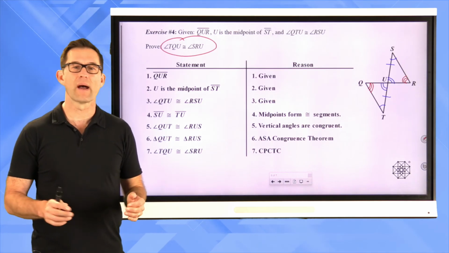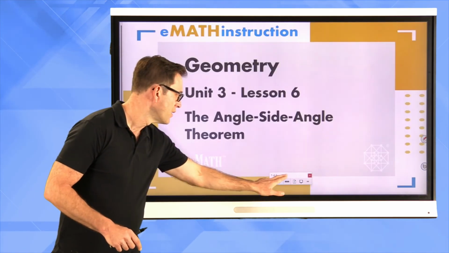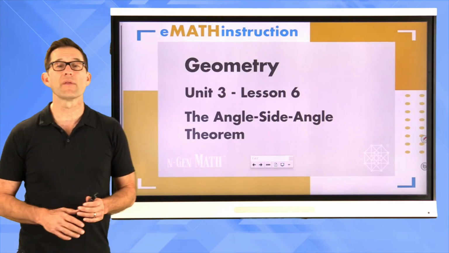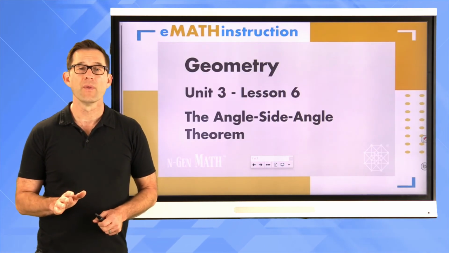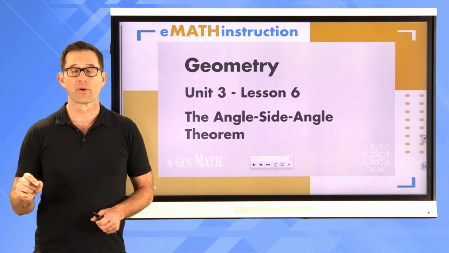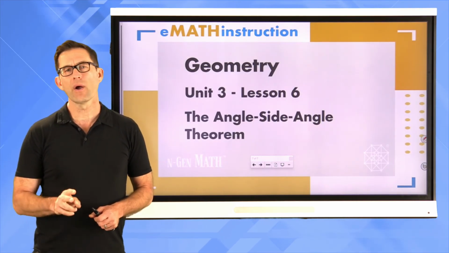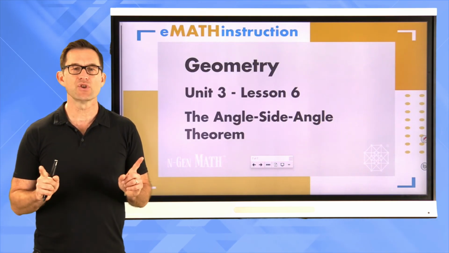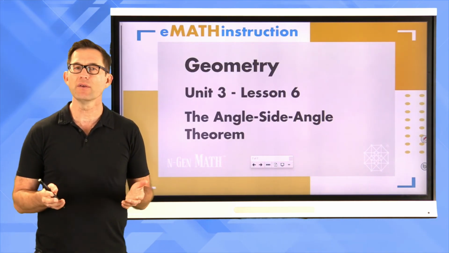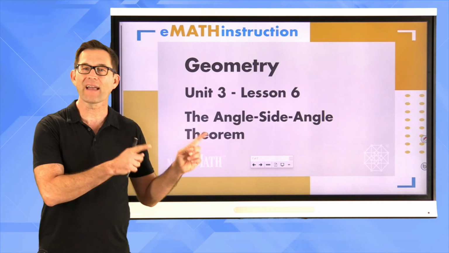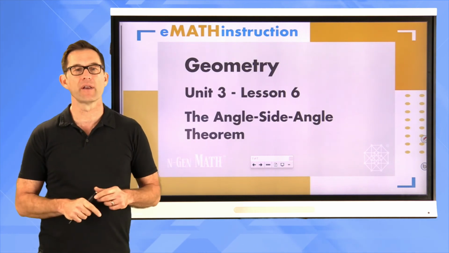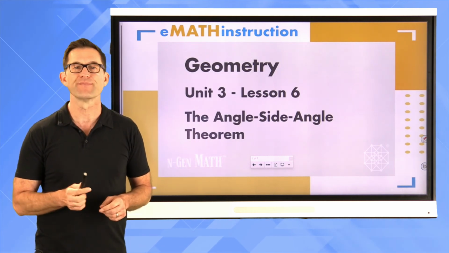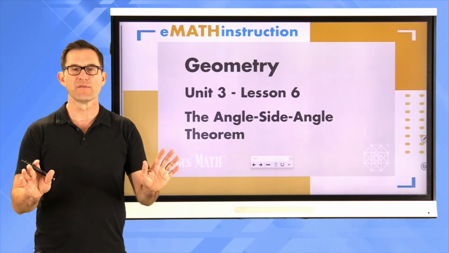All right, let's wrap this up. So in today's lesson, we saw the third fundamental way of proving that two triangles are congruent, angle-side-angle. Now we are going to have two more of them after this, but those last two we're going to actually prove not by using rigid motions, but by actually using one of the three fundamental ones that we already know. All right? But we're going to get to those in future lessons.